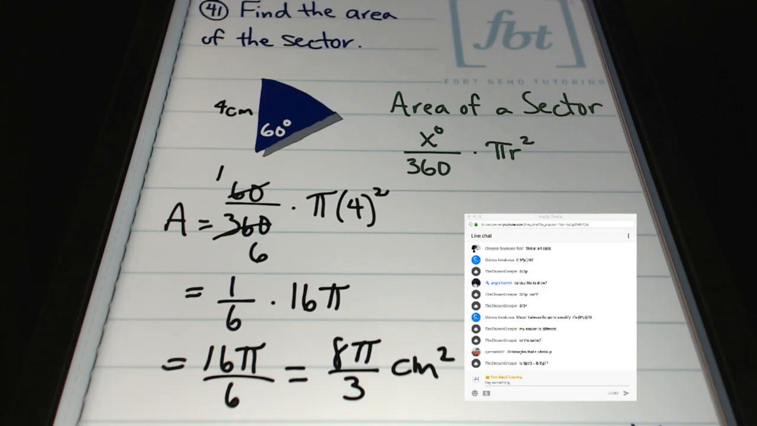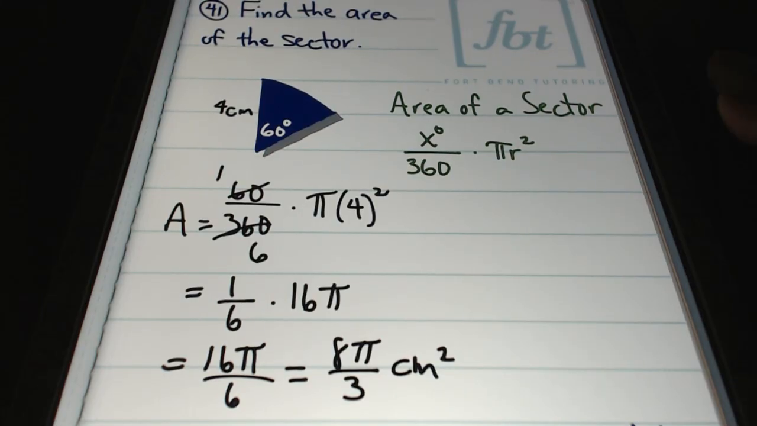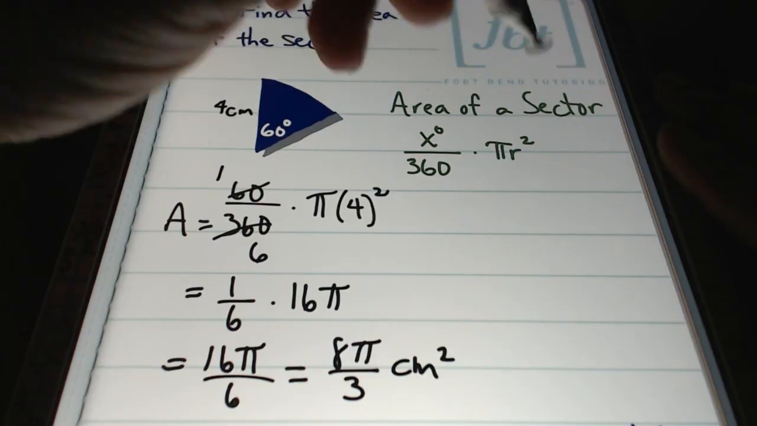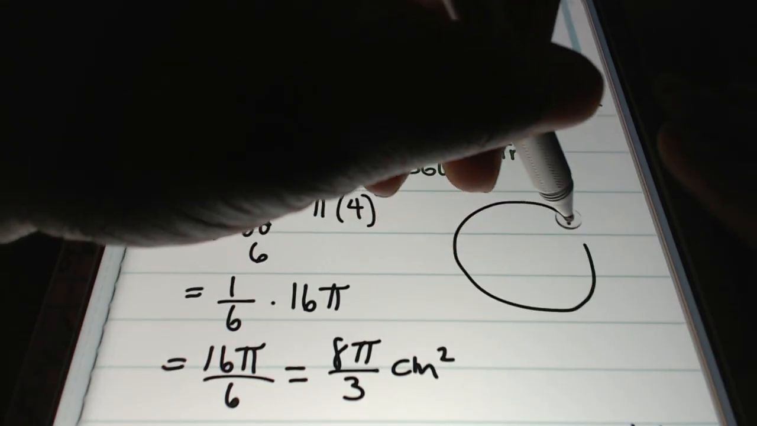Yes, that would be the same, Chosen Creeper. 8 pi divided by 3 is equivalent to 8/3 times pi. So you could write your answer that way as well. So this is what we're looking at as far as the area of the sector is concerned.